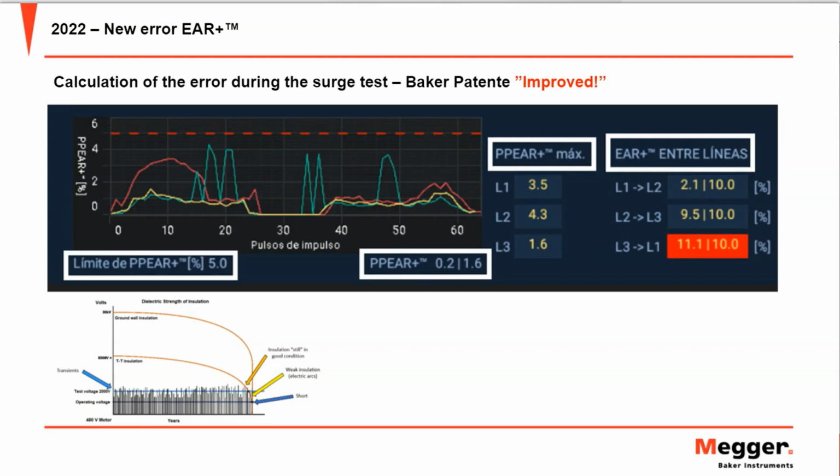So what is the new tool for diagnostic? Think about this. So this is the alarm, 5% for pulse-to-pulse, 5%.